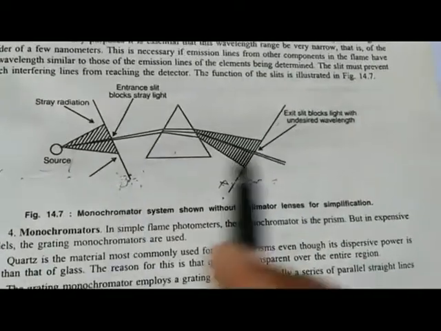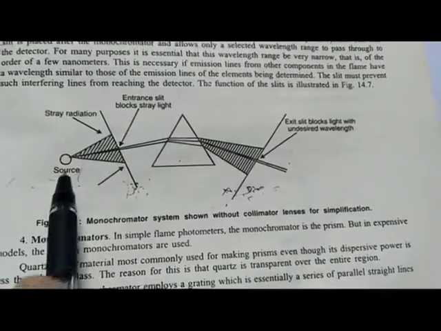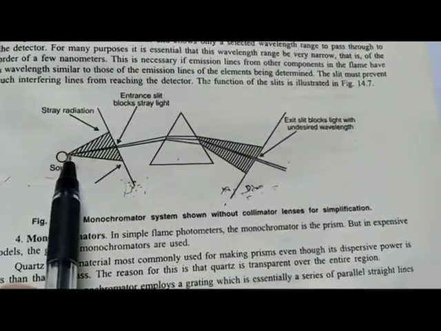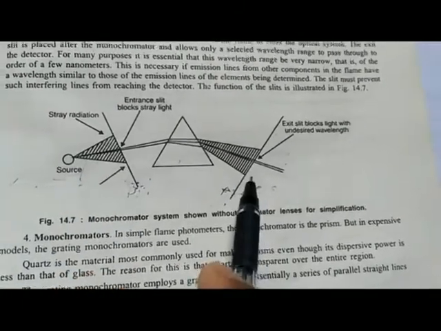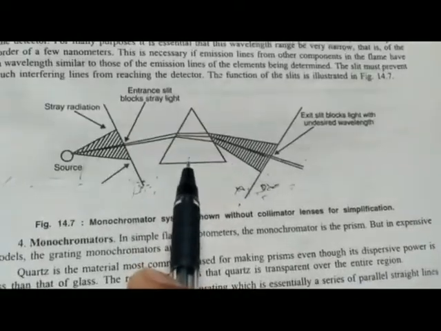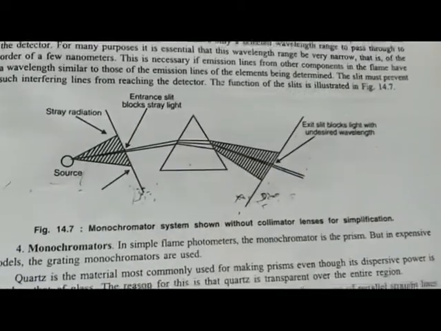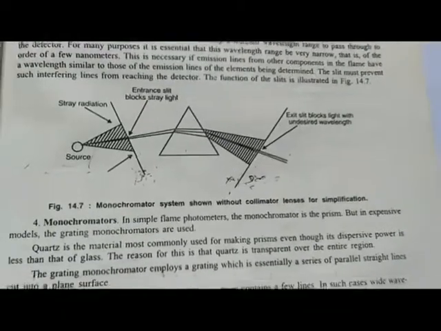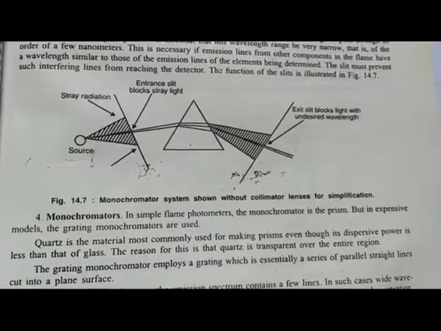So this is the entrance slit, exit slit. We will see up to the burner first, then the concave mirror, entrance slit, exit slit. Next there is the monochromator. So this is the monochromator or prism. Here we attach the prism. Generally the prisms are made of quartz-like material.